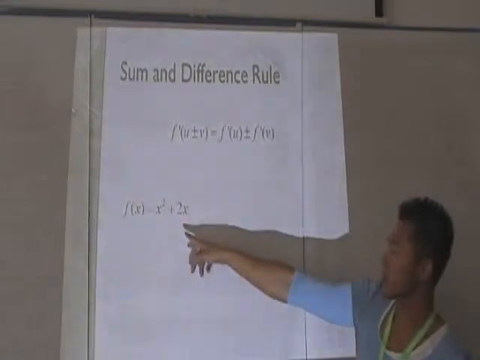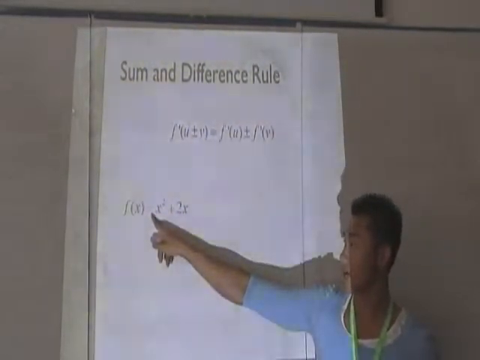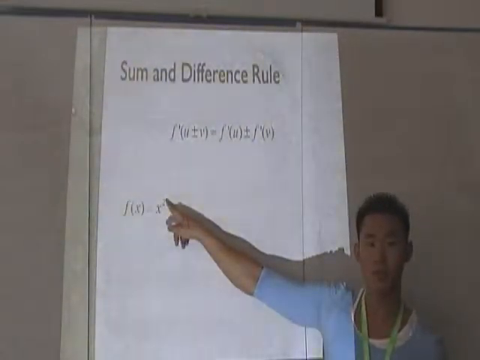Okay, so what's the derivative of x squared? 2x. Everyone okay with that? You take the power, you move it down. That's 2x, and then that's 1 up here.